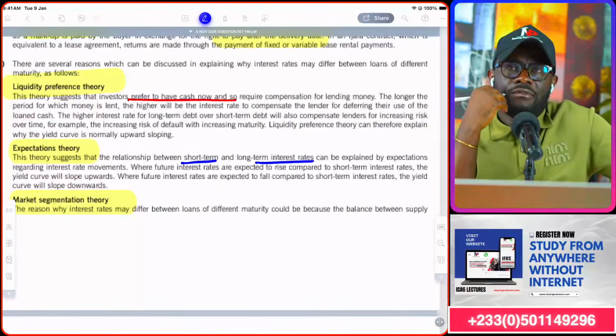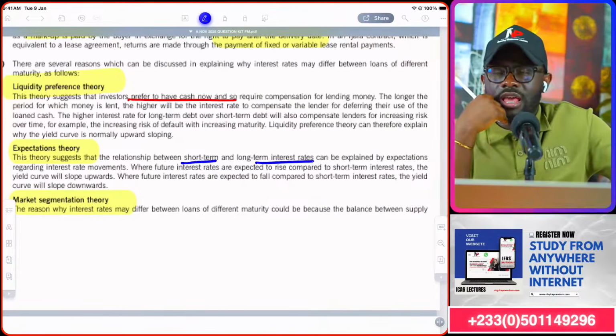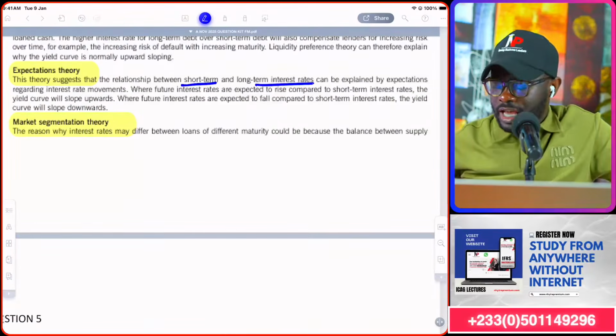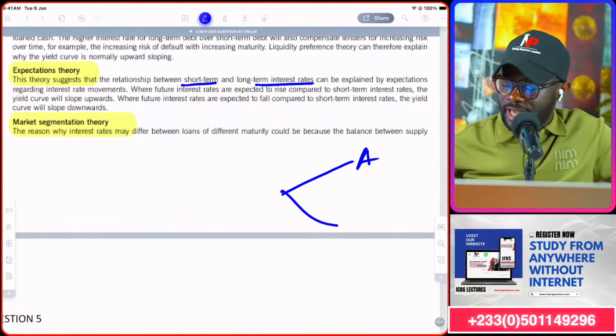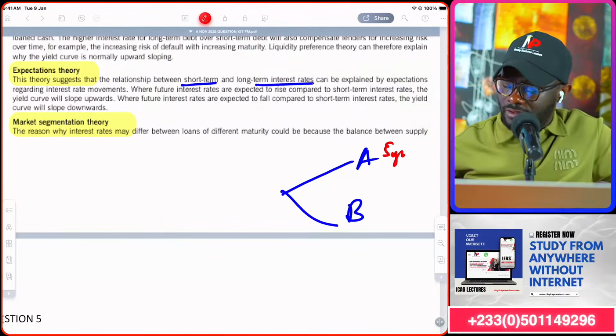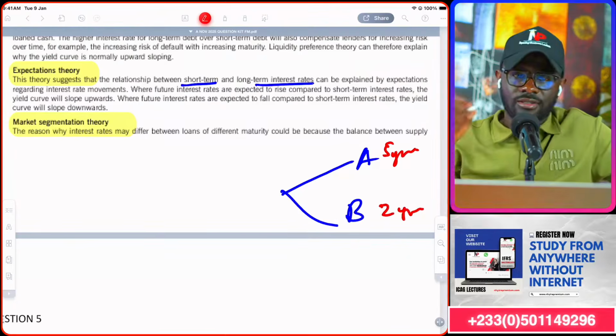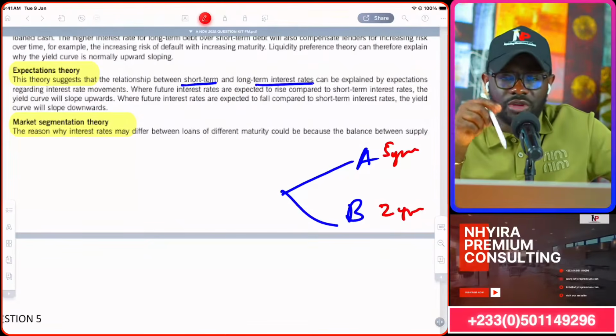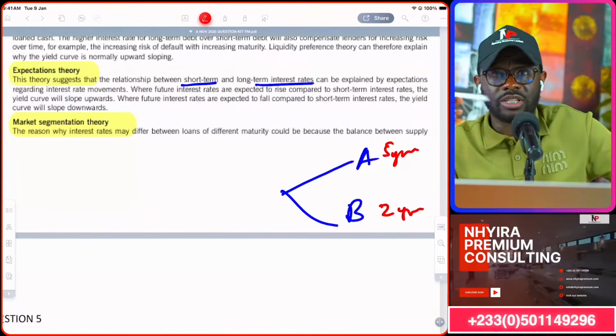So let's say I lend you money. Or there are two parties, party A and party B. I'm lending money to party A for 5 years, and I'm lending money to party B for 2 years. My expectation of movement in interest rates will influence how much I'm going to be charging at the end of the day.